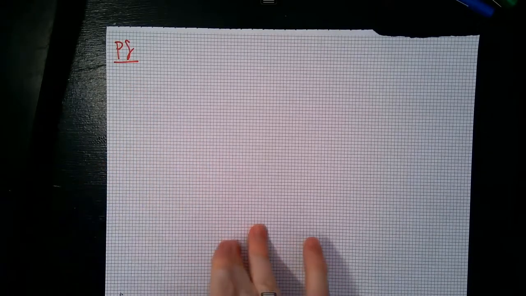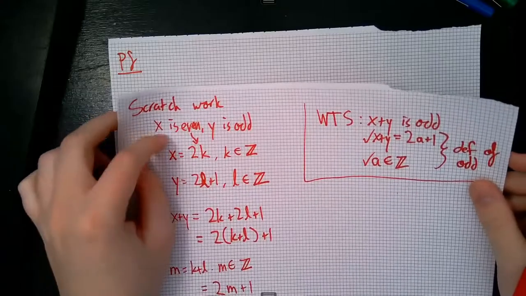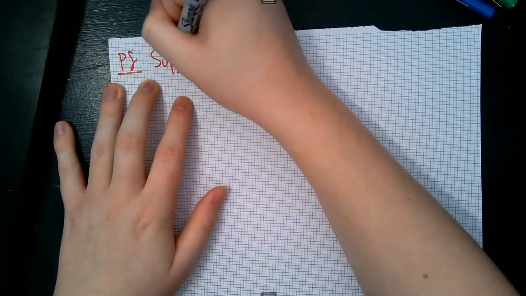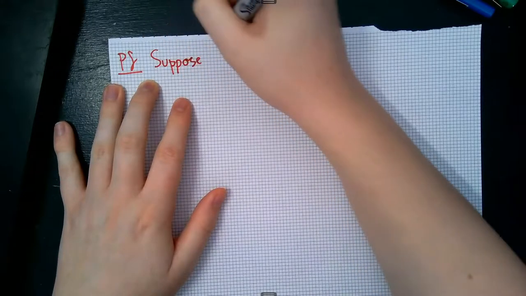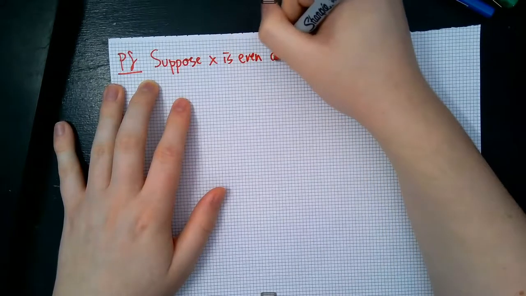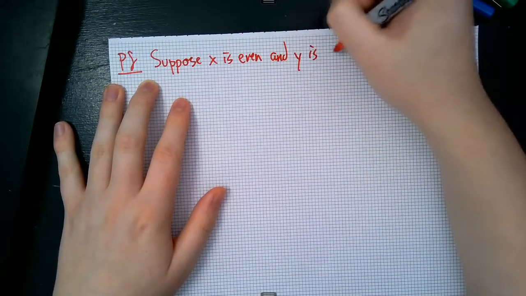So we have the PF to start the proof, and then by our definition of what a direct proof is, we're going to start out with our assumptions. Now, by our scratch work, we know that our assumptions are x is even and y is odd. So we'll start out with that. We'll say, suppose x is even and y is odd.